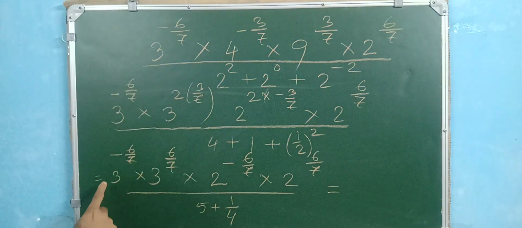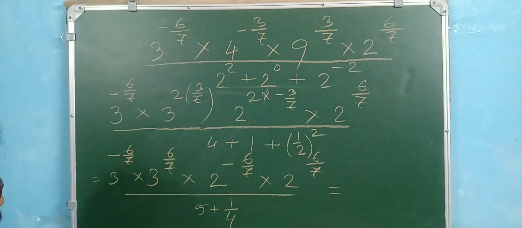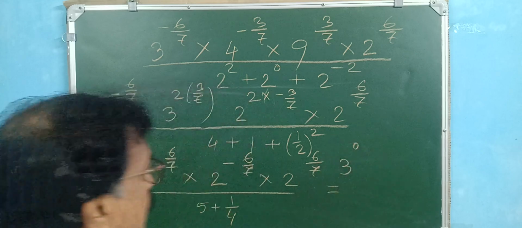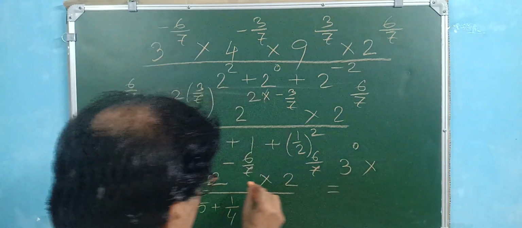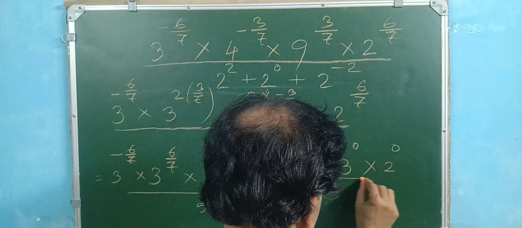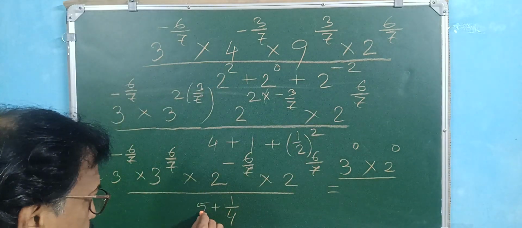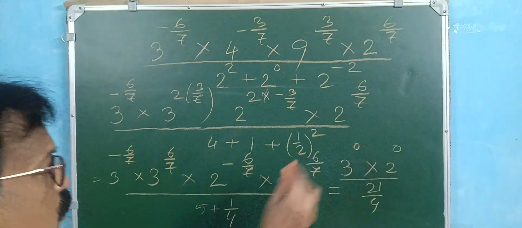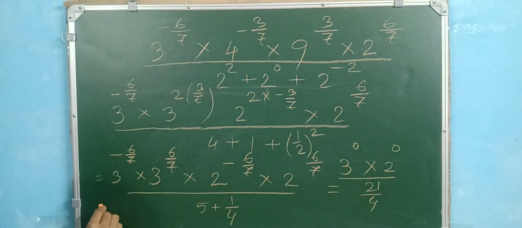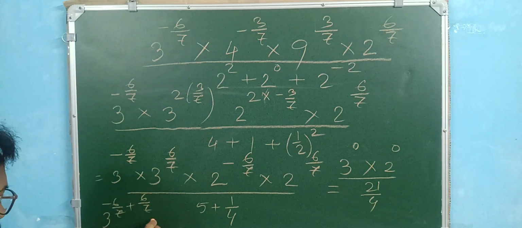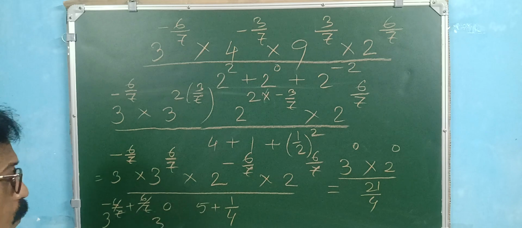Now what is this now? 3 to the power minus 6 by 7, 3 to the power 6 by 7. Ultimately this is 3 to the power 0, and this is 2 to the power minus 6 by 7 plus 6 by 7, so 2 to the power 0. And this is 4, 5 is 20, 20 plus 1, 21 by 4. Why is this 0? Because here 3 to the power minus 6 by 7, and now when the base are same, powers will be added. So this is cut. Minus 6 by 7 plus 6 by 7, 0.